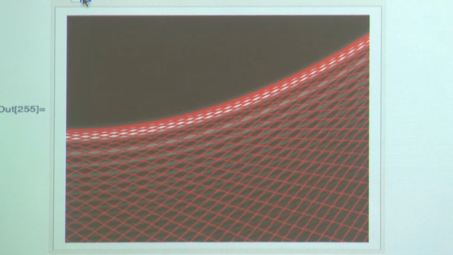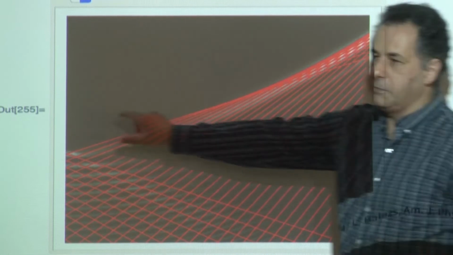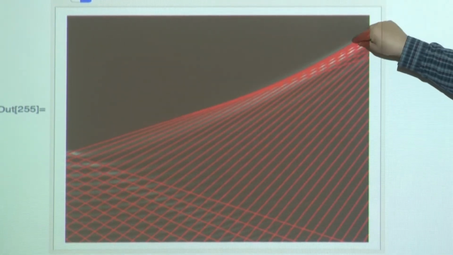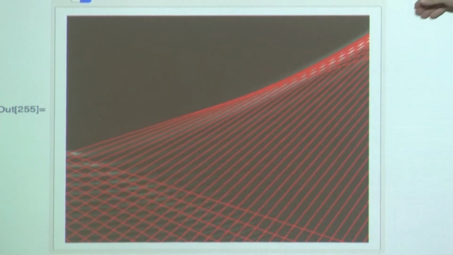So what about self-healing? If I block this part of the beam, I block some rays. The intensity feature here was not caused by those rays that I blocked. It was caused by some of the rays that were coming from somewhere else. So again, no mystery here. It's transparent what is happening here.